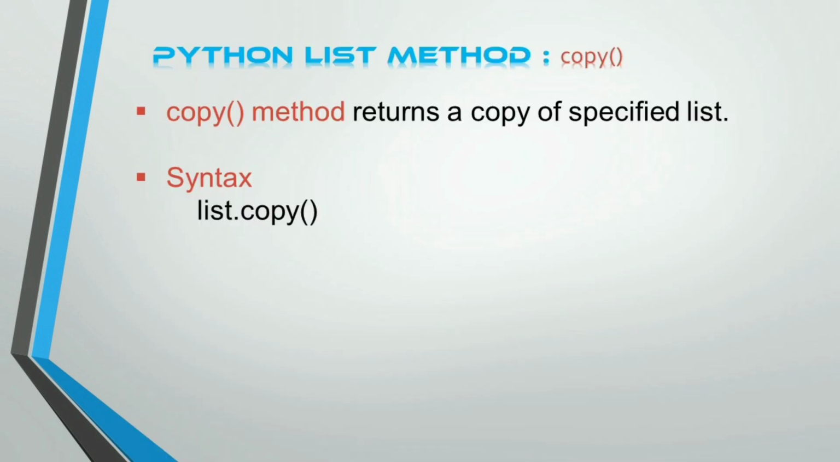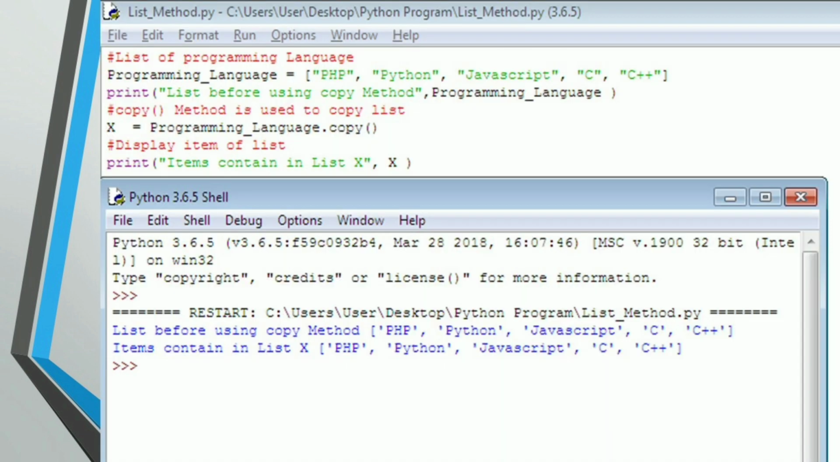Next Python list method is copy. Copy method returns a copy of a specified list. Syntax of copy method is list.copy. You can see in Python IDE, I have created a variable x to copy list of programming language in it.